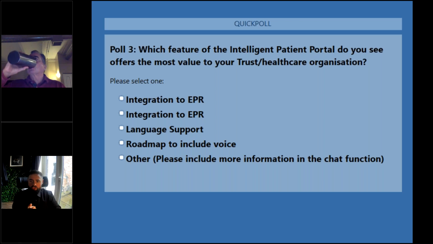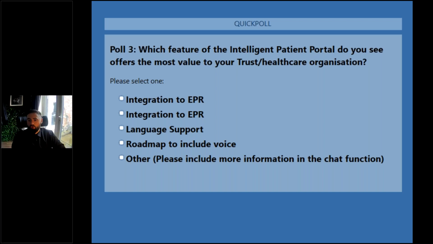We've got another poll on your screen right now, and then we're going to hear from Paul Boland, who's going to close us off with some closing remarks. So, poll 3 on your screen right now. Which features of the Intelligent Patient Portal do you see offers the most value to your trust or healthcare organization? Please do get involved in this one, guys. We'll give you 10 seconds starting from now, and then we will welcome Paul back to the clinic.